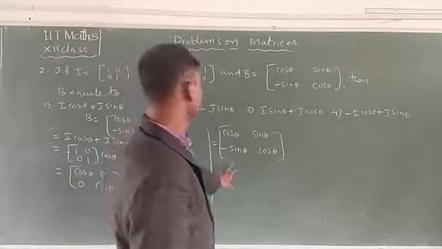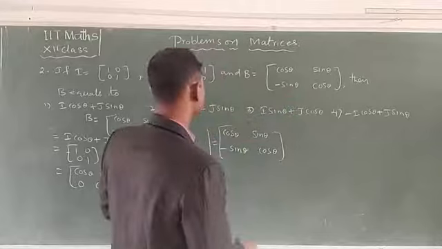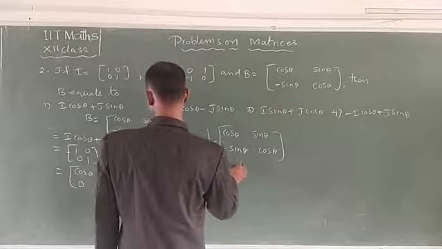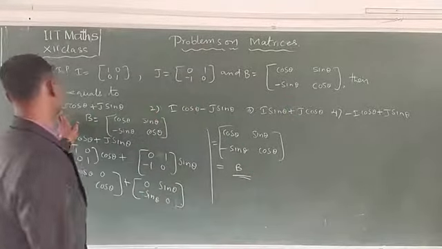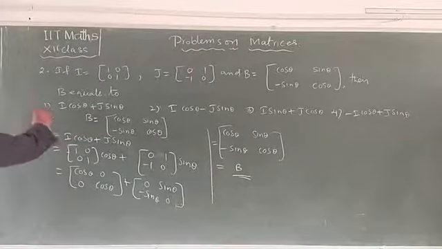Okay, now see here, this is equal to B. That means this is B, and B means I cos theta plus J sin theta. This is the first option only. Note down.